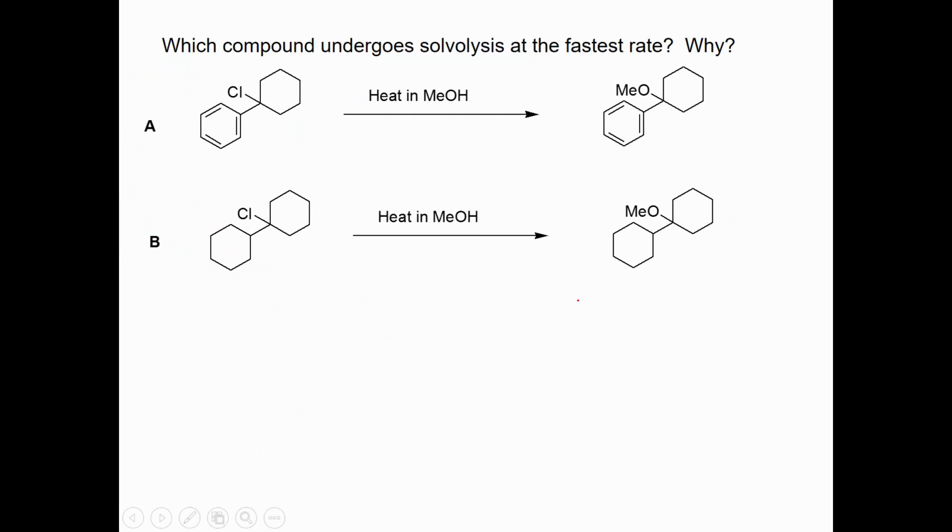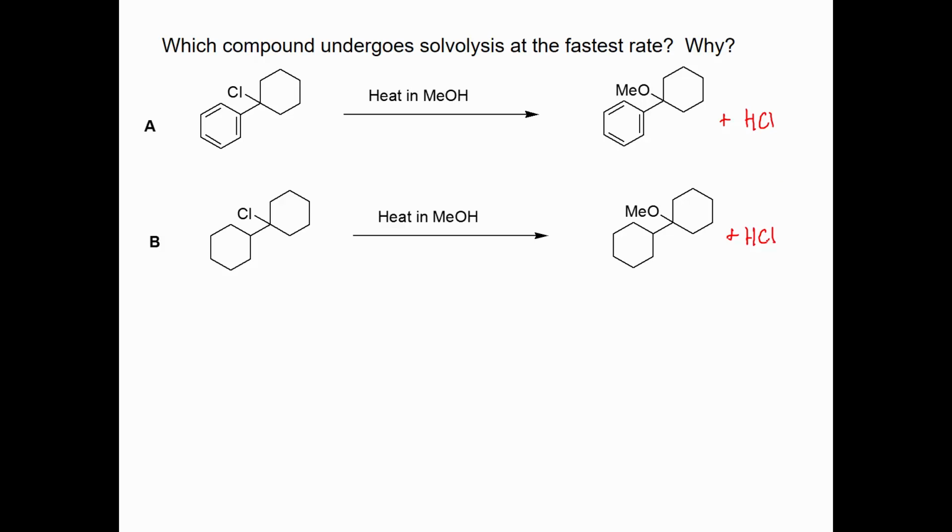Okay, so let's look at what we just learned and see how we can answer this question here. Which compound undergoes solvolysis reactions at the fastest rate? And our solvolysis reaction here is we're just going to heat it in methanol, use methanol itself as the nucleophile, and get the methyl ether. Okay, we're going to get as a byproduct in both of these cases HCl. Okay, so let's not forget that.